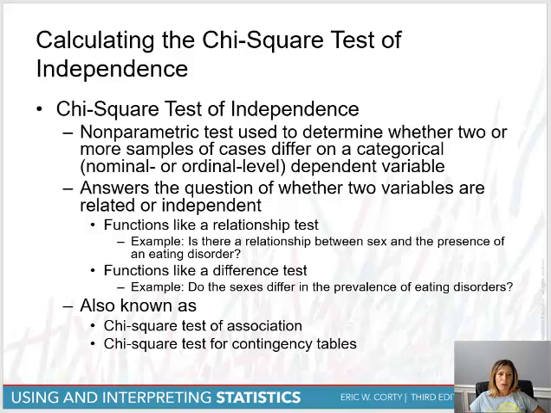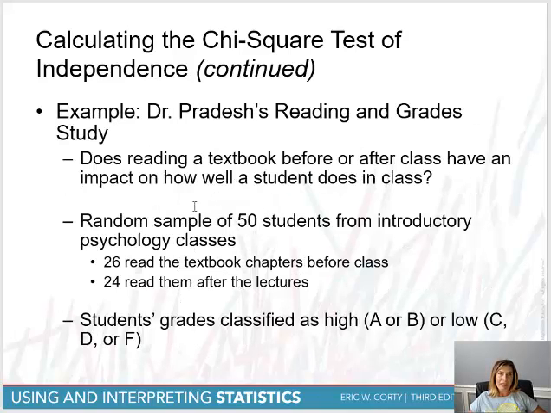So the example that we're going to work with is a study where the researcher wants to know whether there's a relationship between when a student reads their textbook and what grade they get in class. So we have two samples or two dependent variables: when you read and what grade you get in class. When you read is a nominal level variable. You can read either before or after class. And the grade you get in class is ordinal. You either get a poor grade or you get a good grade.